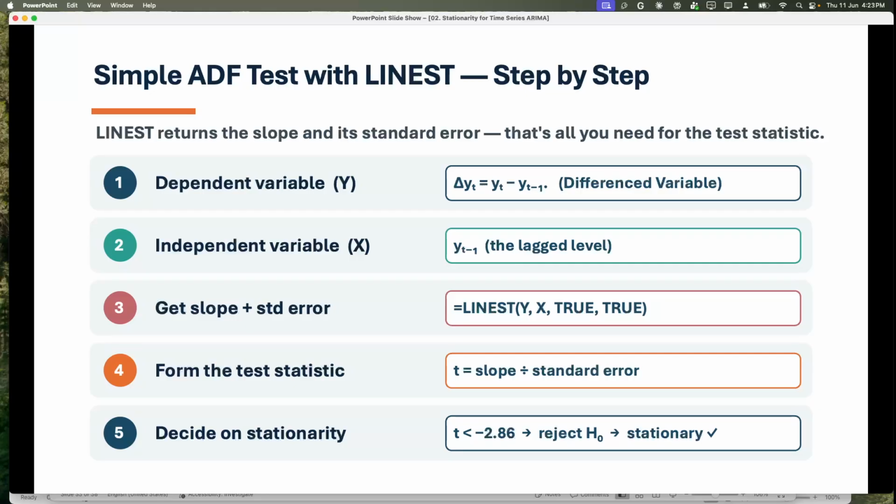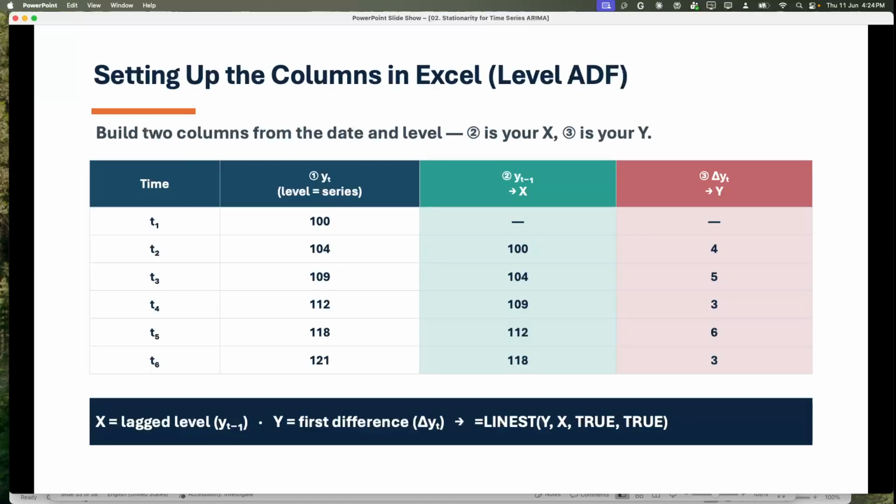We divide the slope by the standard error. We get what is called the t statistic. Once you get the t stat, we have to compare it with the critical value. If the t stat is less than the critical value, which for 5% is minus 2.x, then we reject the hypothesis. We conclude it is stationary. If it is not less than that, we will say the given series is non-stationary. Once you have a non-stationary series, we know we have to take the differencing to make it stationary. This is how we do it in Excel.